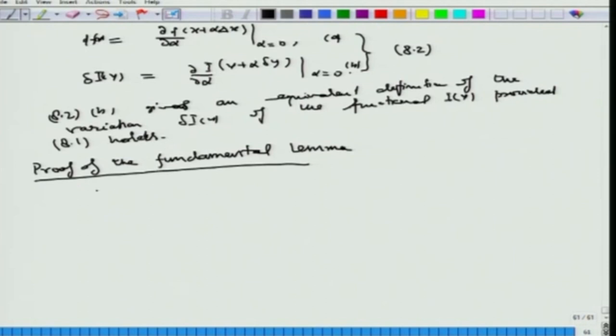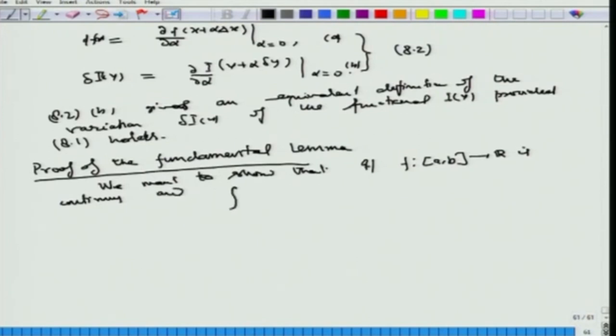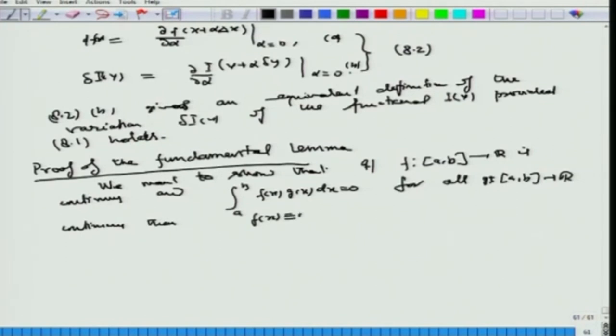So, we want to show that if f from a to b to R is continuous and the integral from a to b of f x g x d x equals 0 for all continuous g from a to b to R, then f x must be identically 0.